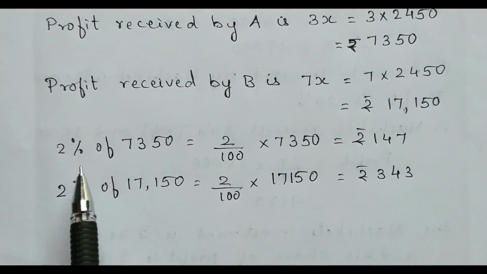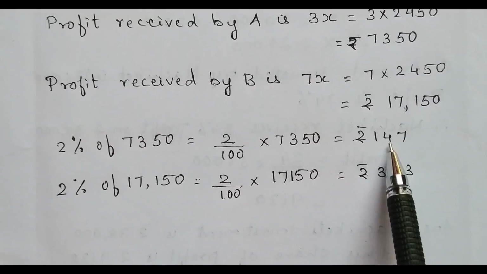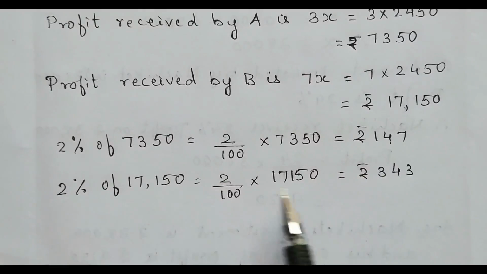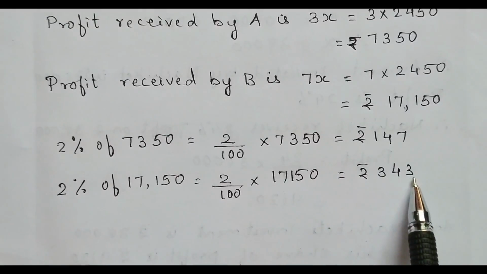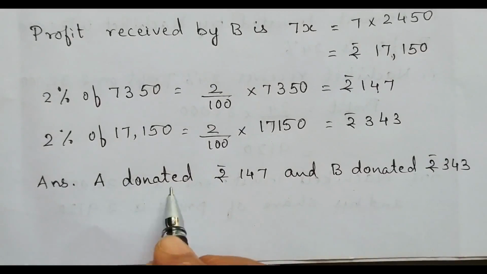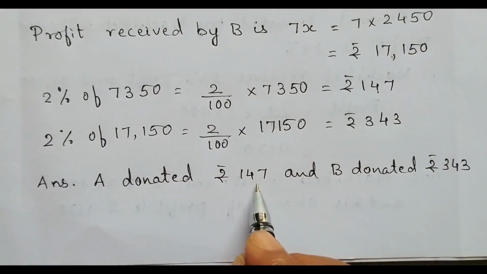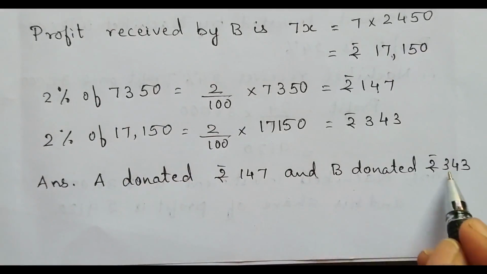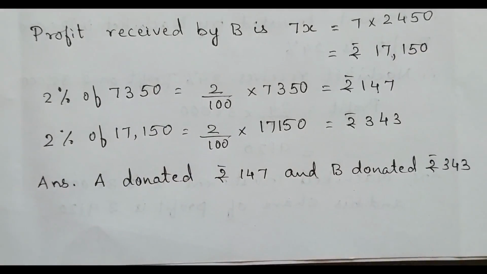That means A contributed rupees 147 and B contributed rupees 343 to the Soldiers Welfare Fund. So your final answer is A donated rupees 147 and B donated rupees 343.